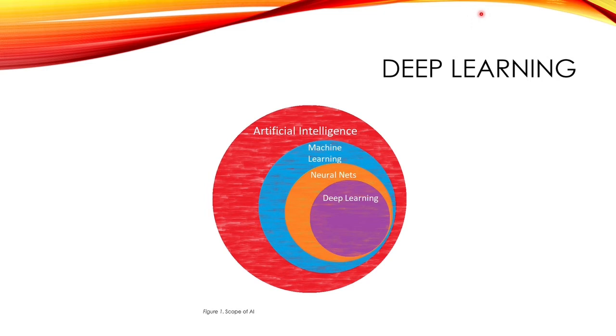human prerogative. Machine learning is a subset of artificial intelligence that provides systems with the ability to automatically learn and improve from experience without being explicitly programmed. In machine learning, there are different algorithms, for example, neural networks, that help to solve problems.